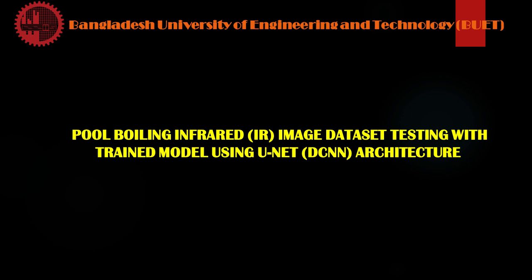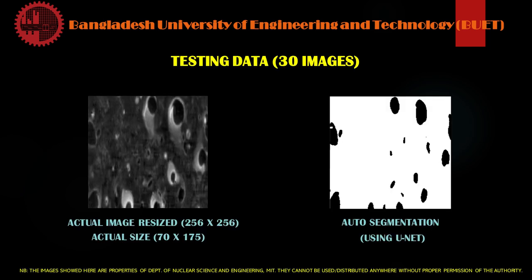So here is the test data set, using the trained model previously shown. Testing was performed on 30 images of different heat transfer rates. On the left you have the actual image, and on the right you have the automatic segmentation based on the UNET trained model. So here are the examples.